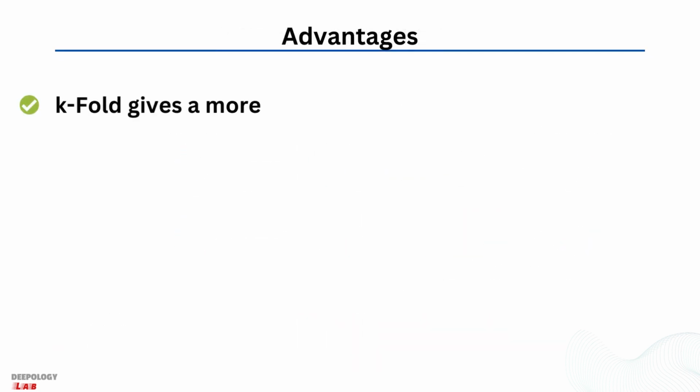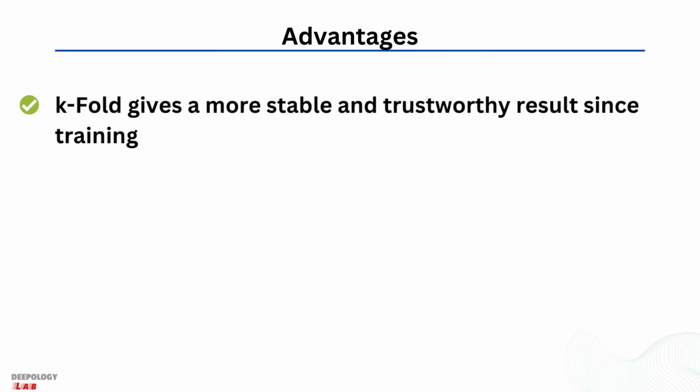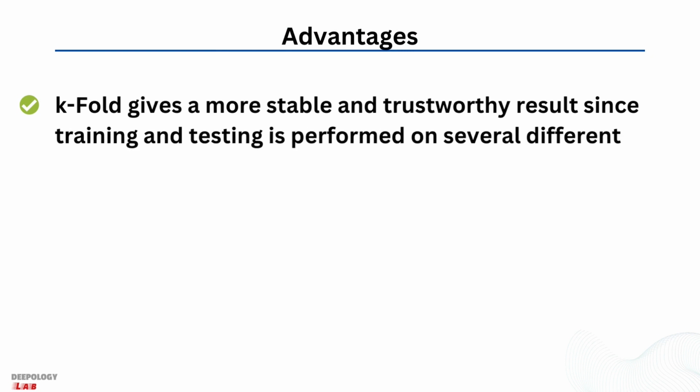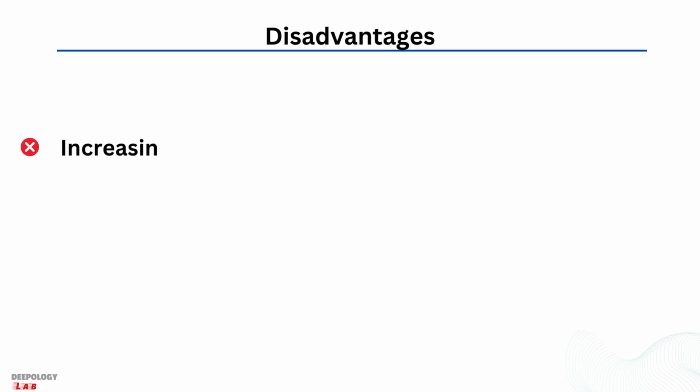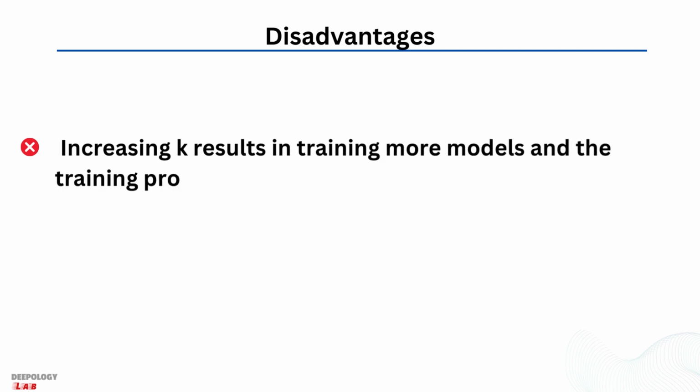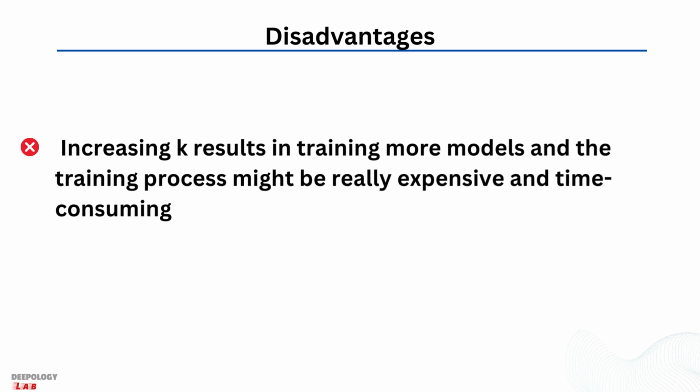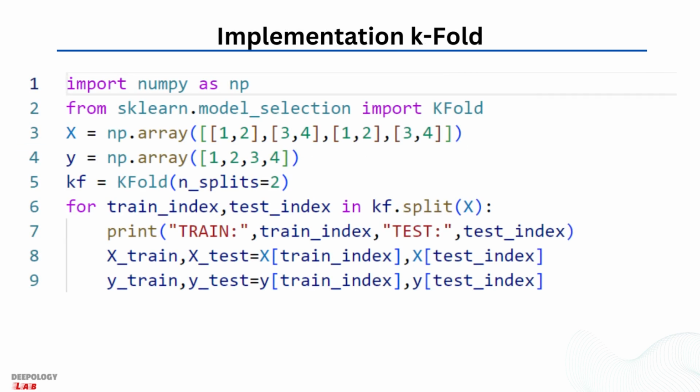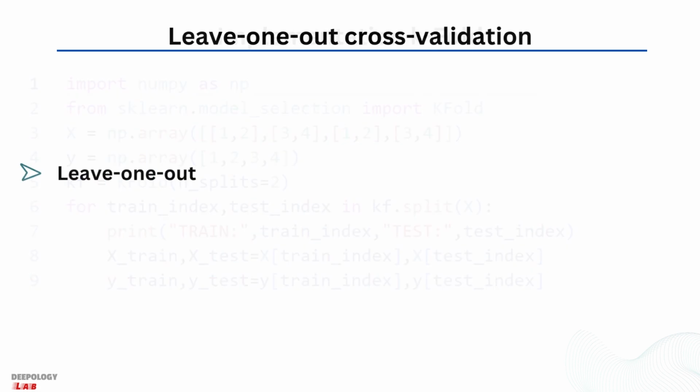In general, it is always better to use the k-fold technique instead of holdout. In a head-to-head comparison, k-fold gives a more stable and trustworthy result since training and testing is performed on several different parts of the dataset. Still, the k-fold method has a disadvantage. Increasing k results in training more models, and the training process might be really expensive and time-consuming. To perform k-fold cross-validation, you can use sklearn.model_selection.KFold.